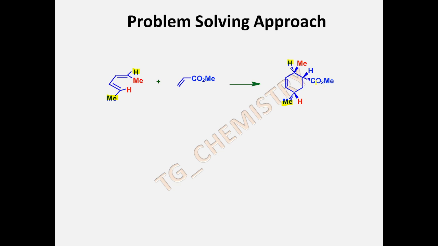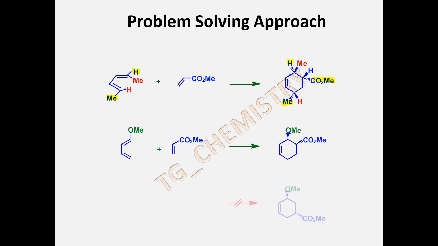And the methyl group, as I said, comes from the bottom face, so it has to go below the plane. The carboxylate group, the ester CO2Me group, will go below the plane. So this could be the probable product. However, if we consider this one, along with this one, it will give the same 1,2 product, where both the substituents will go below the plane in a similar kind of stereochemistry.